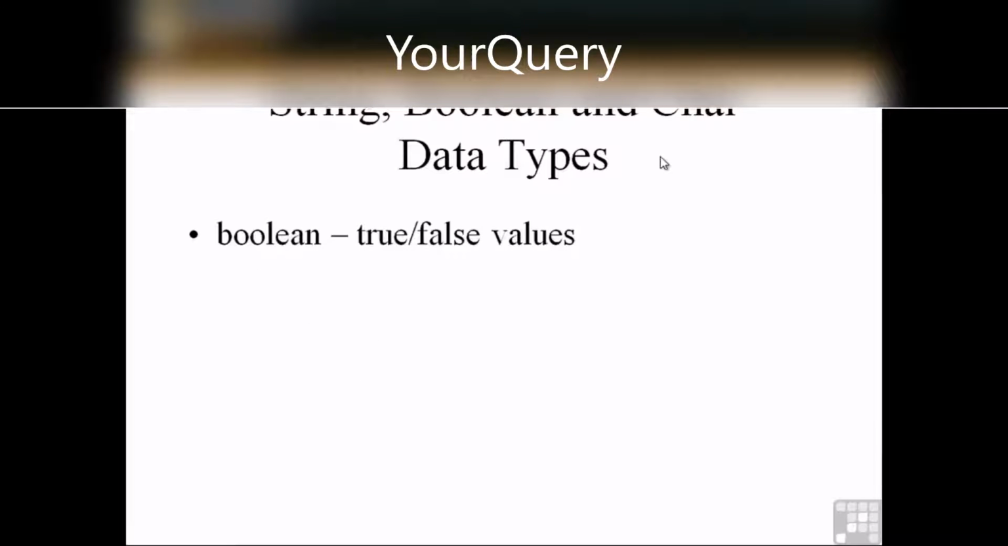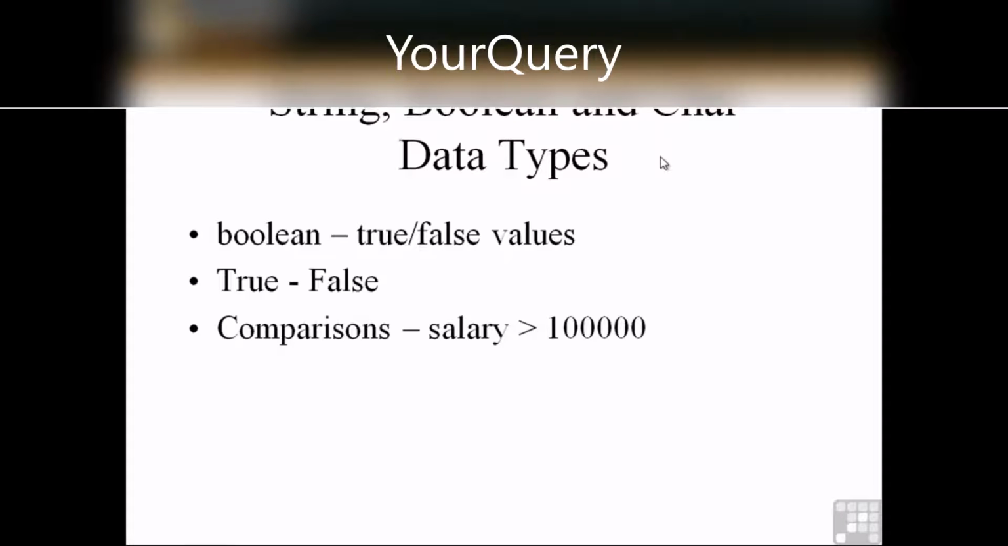The Boolean data type is used to store true-false values. And in fact, the only values that a Boolean variable could have are true or false. Booleans are used in situations where we want to make a comparison. For example, salary greater than 100,000 will return either a true or false value depending on what value is stored in salary.